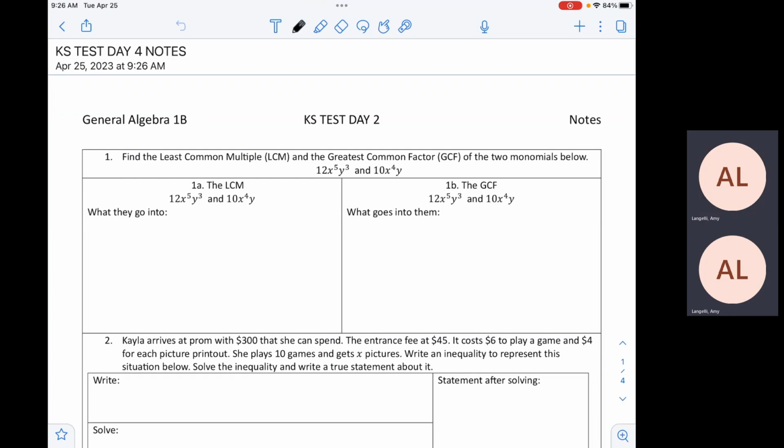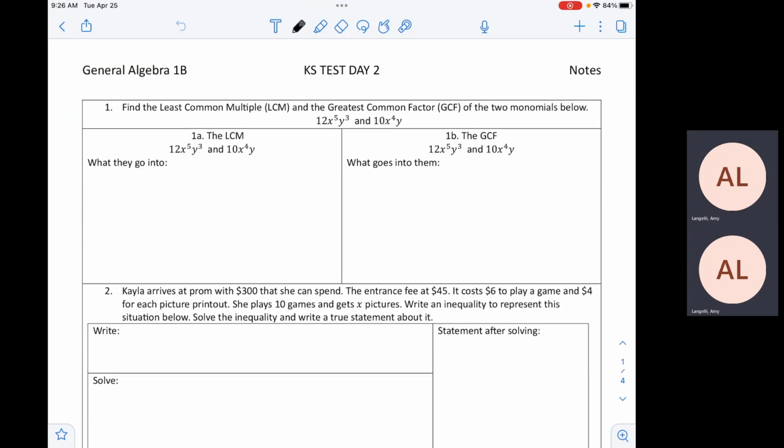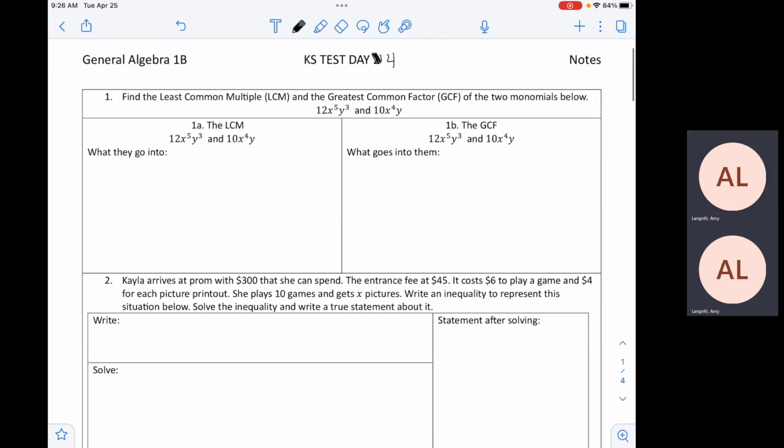Today we are on day 2. Okay, that's my bad. That should say day 4. I'm sorry. These should all be day 4. That's the only thing I didn't change. So this should be day 4 at the top.